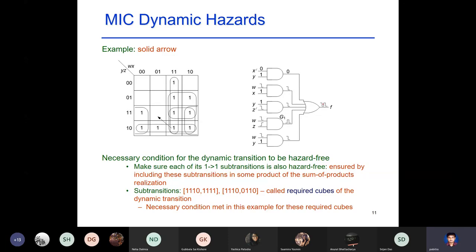So what is the necessary condition for a MIC to be hazard free, either static 0 or static 1? Make sure each of the 1-1 sub transitions is hazard free. How do you do this? Include all these sub transitions into some product. Introduce an AND gate for each of these sub transitions. Basically, all these sub transitions which have to be covered are called the required cubes in the dynamic transition. So for the dynamic transition, these will be the required cubes.